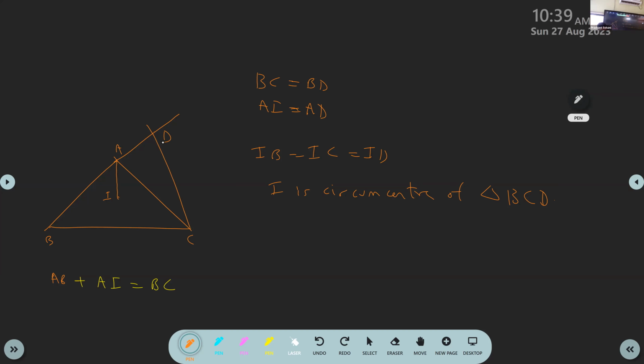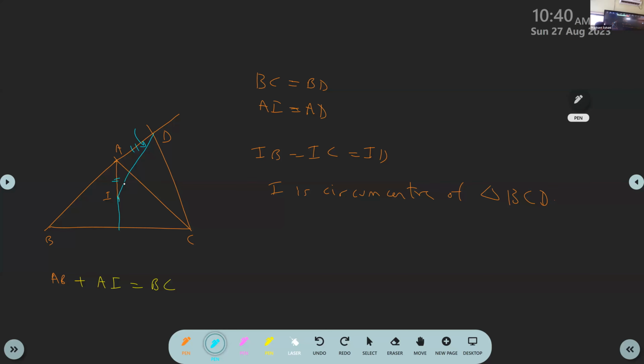So if I is the circumcenter, then that allows us to compute some angles, right? Because we want to make use of this fact: AI is equal to AD. If you don't use that, then there's no point. Obviously, any isosceles triangle will have a circumcenter, but the speciality is that I is also equidistant, and this is the most important thing. So if we compute these angles and equate them, we'll get some equations.